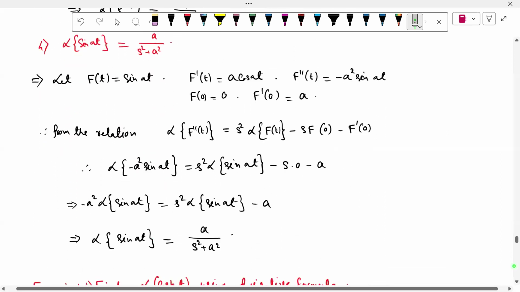And similarly for sine at. Here is a catch for sine at. First suppose f t equals sine t, then differentiate twice. So you use the twice differentiable formula, put in all the values, and you can get the result.